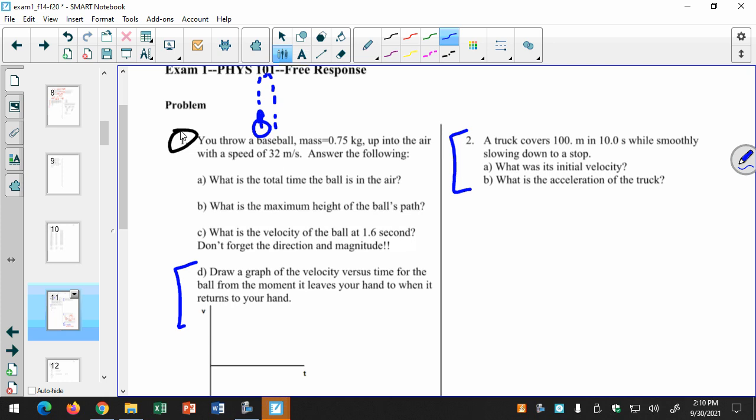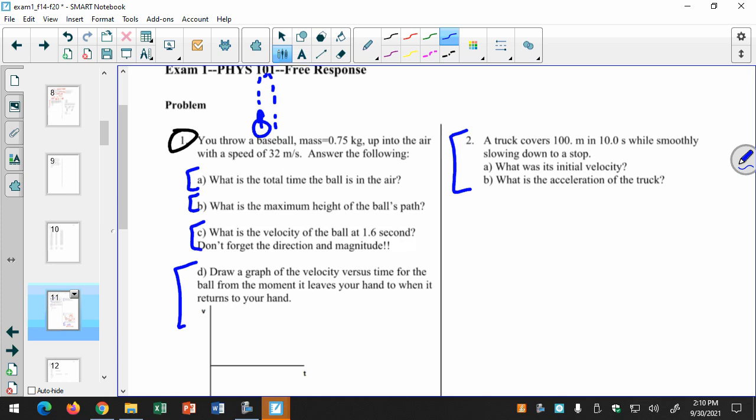All right. I really want you to know how to do that problem. So it's going to be pretty much exactly what I have here. That is, I'll probably ask you, what is the total time for the ball in the air? An alternative to that is I could ask you, how long does it take for the ball just to go up to the top? That's something that you have to solve for anyway. And then what is the maximum height of the ball's path? I'm going to ask you that.